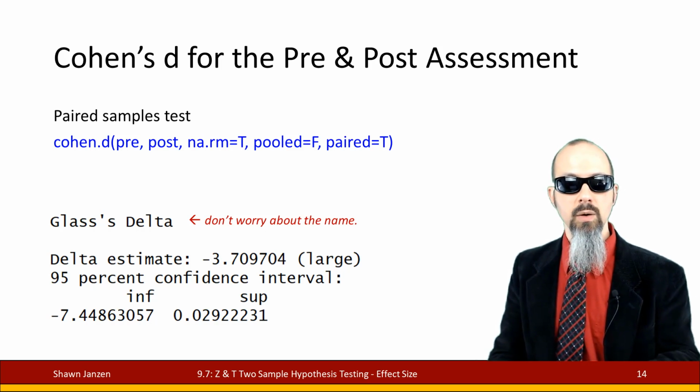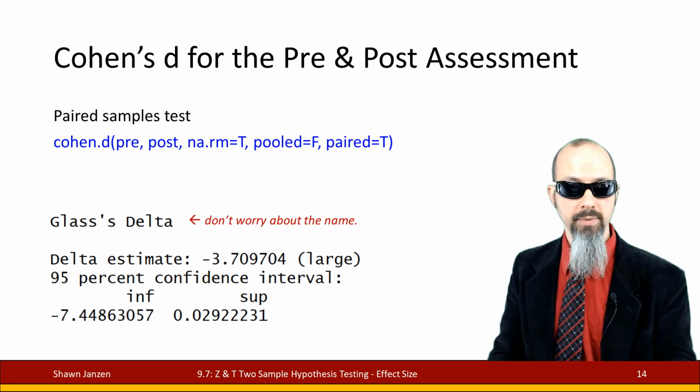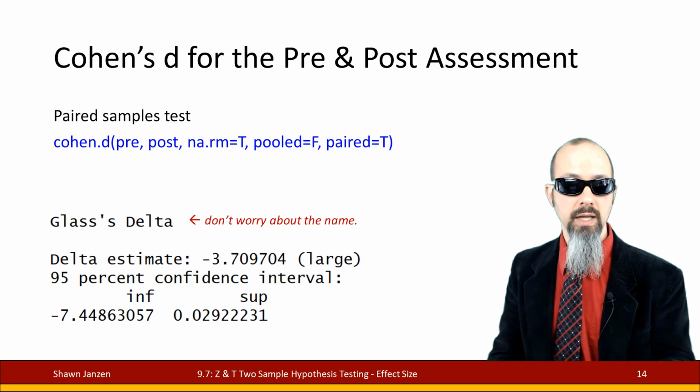And in this case, we're using the same function, Cohen's D. We're using pre and post, na.rm equals true. We're false for pooling because we're not pooling a sample together. It's a single sample group of individuals. And we're turning on paired equals true to turn on the paired functions.